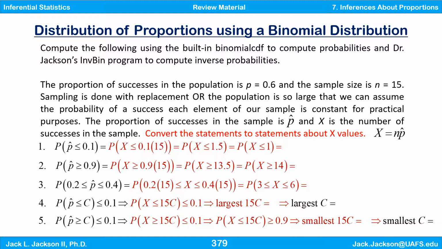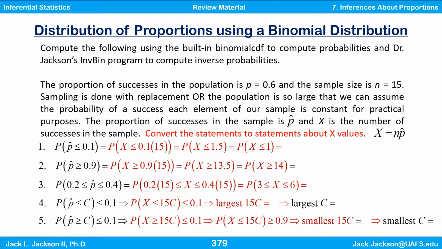The next one, the inverse probability, we say p hat is less than or equal to some critical value, some critical proportion value c, and we want that probability to be less than 0.1. Multiply by n, which is 15, and we get p hat times n is x, and then we get 15 times c. We want that to be less than 0.1, and we want to find the largest value of c, which corresponds then to the largest value of 15c, which is the largest x value. That's going to give us a probability to the left of 0.1. So we want that left tail to be small. How small? Well, not bigger than 0.1.